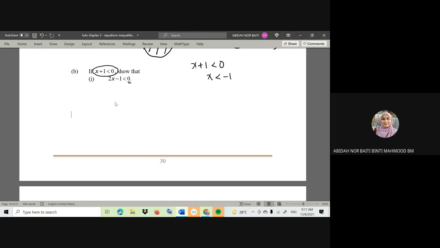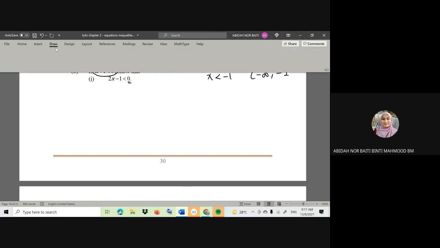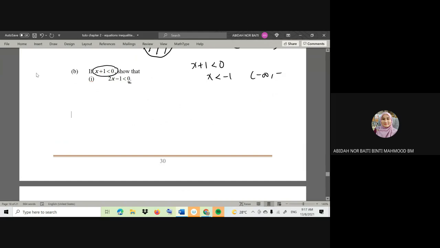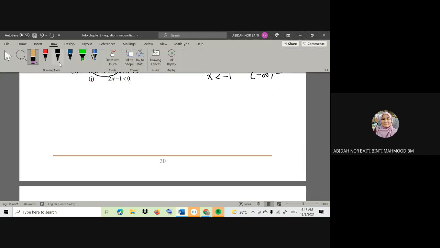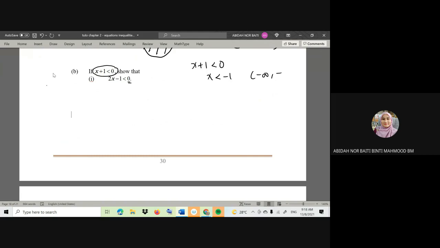So maksud dia value of x dia adalah from negative infinity to negative 2 lah. Okay, sorry, from negative infinity to negative 1. Okay, tapi negative 1 tu excluded. Okay, negative 1 is excluded, ya. Ini value of x dia. So we choose any value of x. Pilih saja apa-apa value of x yang kamu nak. Contohnya saya nak ambil x is minus 2 lah. Okay, let's say we choose x equals to negative 2. Okay, then we substitute here.